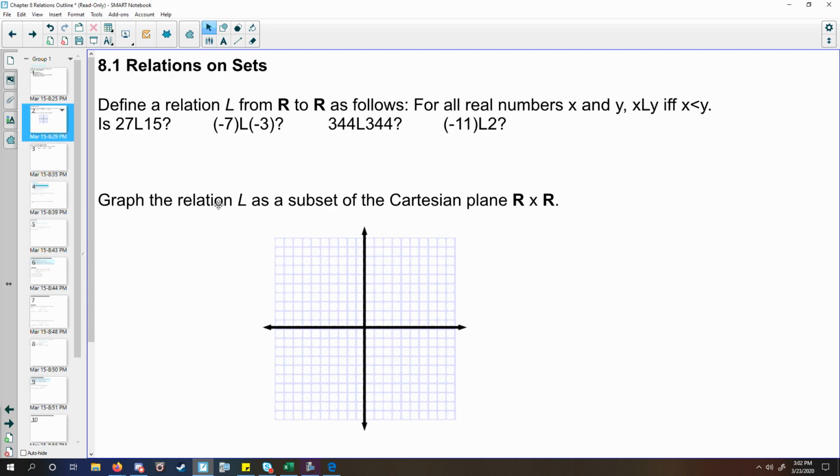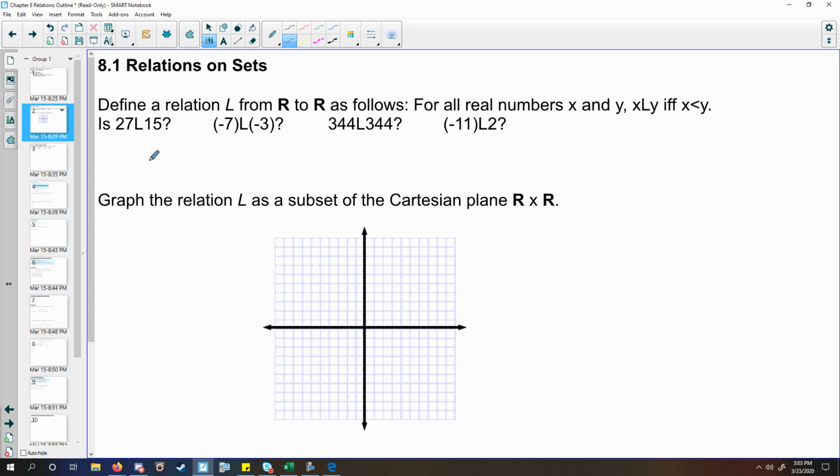A relation can be defined algebraically or really any way. It just depends on what your domain and codomain are. So take, for example, this relation, let's call it L, from the real numbers to the real numbers as follows. For all real numbers x and y, we read this as x is related to y if and only if x is less than y. So you'll notice in this case we're dealing with something that is specifically algebraic. So just based on this inequality alone, let's take a look at a few examples.